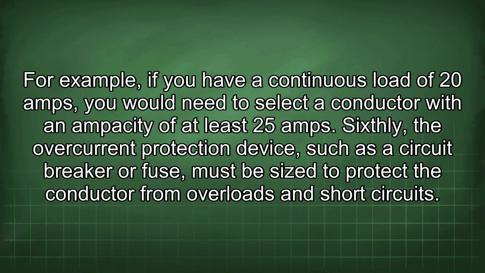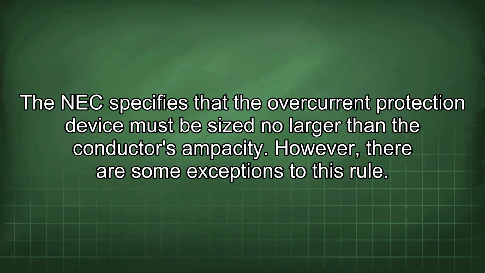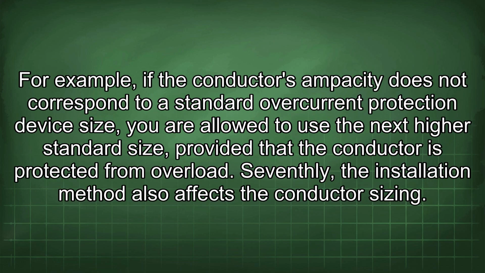Sixthly, the overcurrent protection device, such as a circuit breaker or fuse, must be sized to protect the conductor from overloads and short circuits. The NEC specifies that the overcurrent protection device must be sized no larger than the conductor's ampacity. However, there are some exceptions to this rule. For example, if the conductor's ampacity does not correspond to a standard overcurrent protection device size, you are allowed to use the next higher standard size, provided that the conductor is protected from overload.